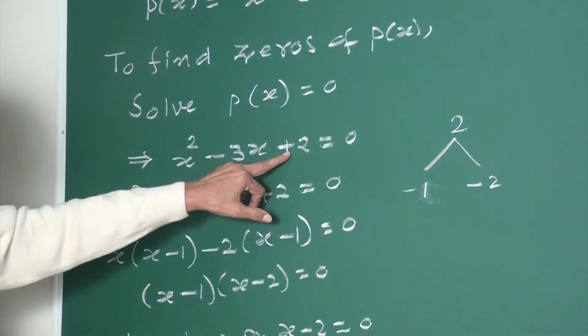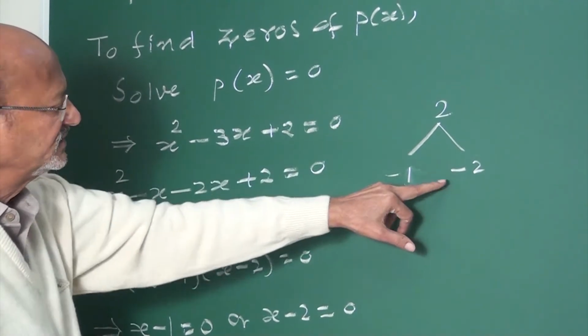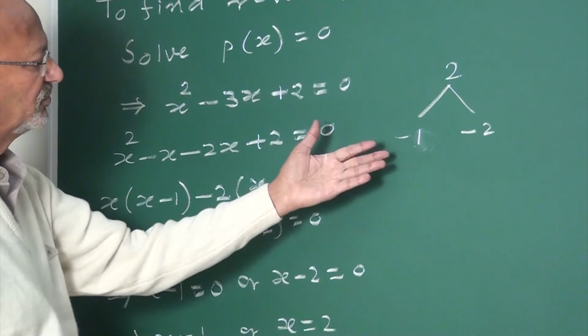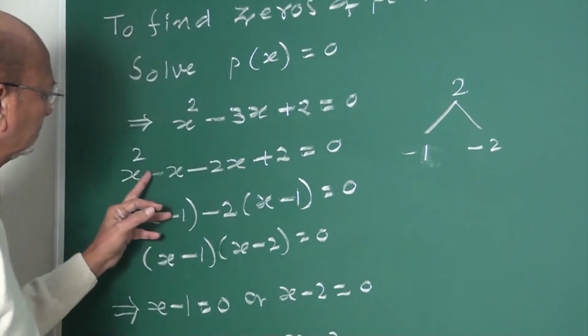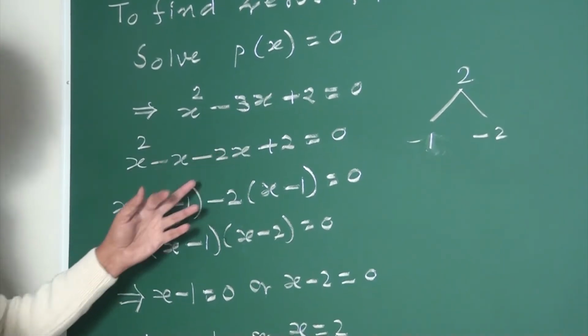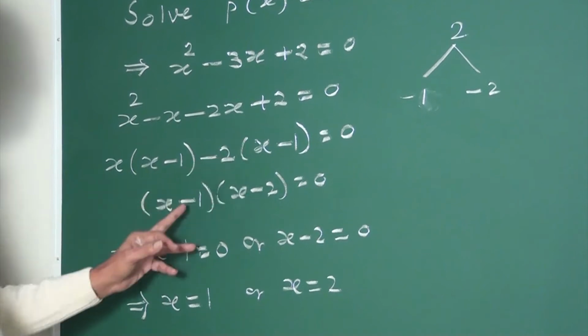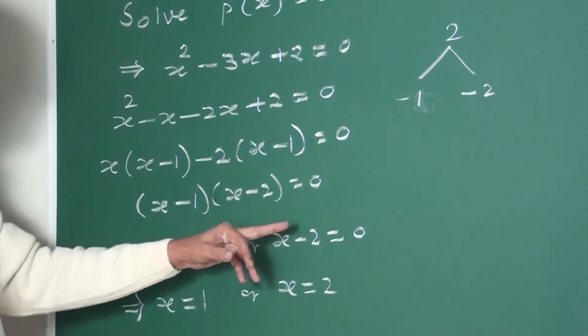1 into plus 2 is 2. Split 2 so that its sum is minus 3 and its product is plus 2. Yes, my friends, the sum is minus 3. You know the method. x is common, minus 2 is common; x minus 1 is common, and you are left with x minus 2. Equate each factor equal to 0.